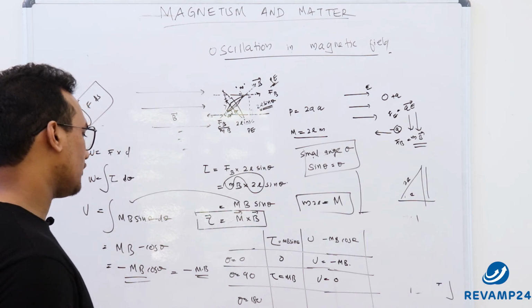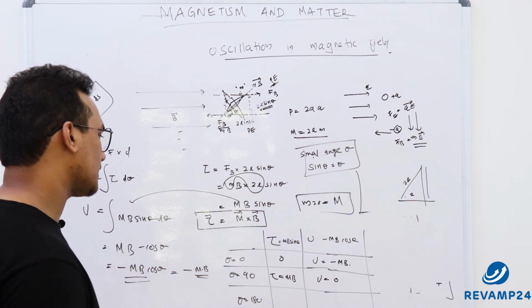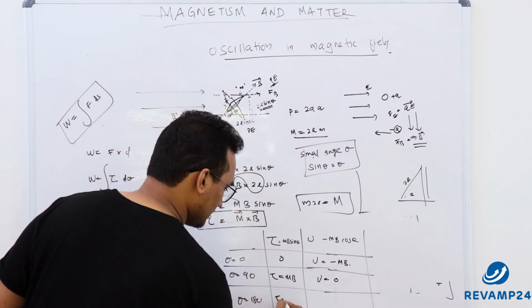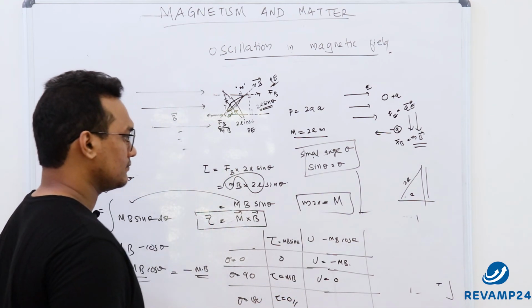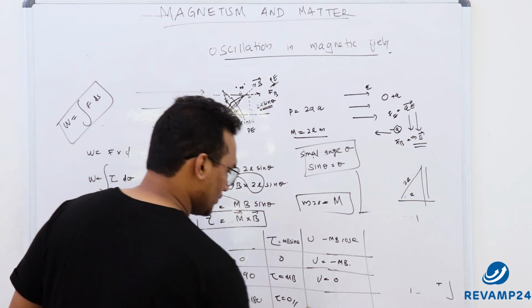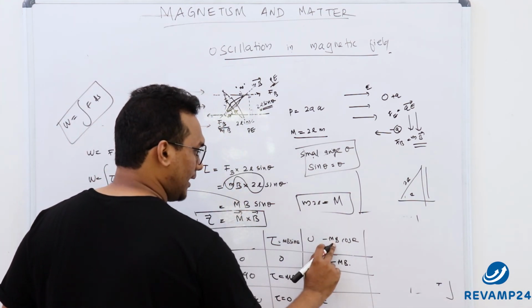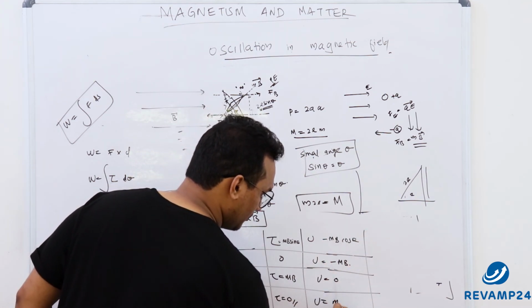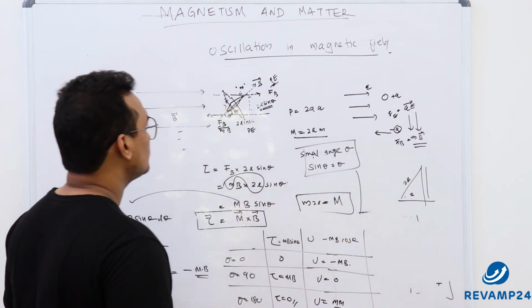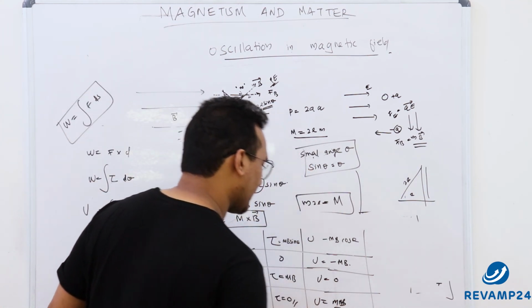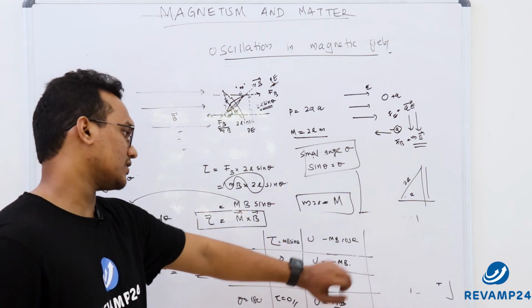Now how will we get the value of potential energy when theta is equal to 180? Sin 180 is again 0, so torque is equal to 0. Now what is cos 180? Cos 180 is minus 1. So U is equal to minus m into B into cos 180, that is minus 1, so that will be mB. So you can get the value of maximum potential energy. What is the value of maximum potential energy?